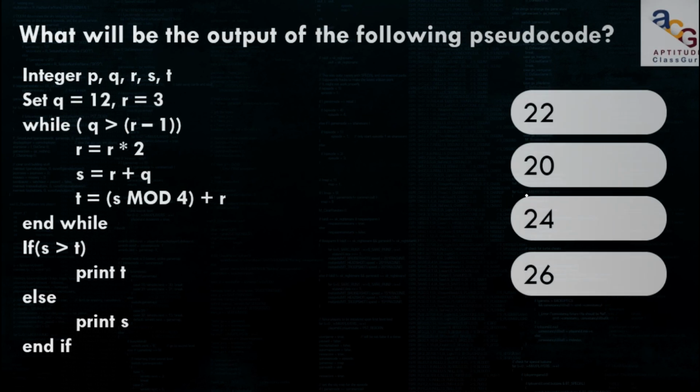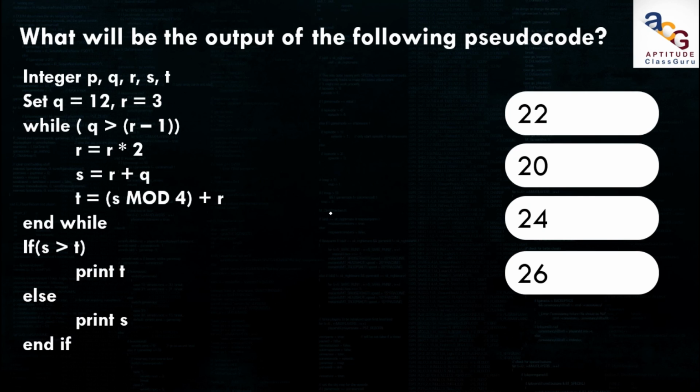Look at the next problem. What will be the output of the following pseudocode? Int p, q, r, s, t. Okay. q value is 12, r value is 3. While q greater than r minus 1, whenever this condition fails, the loop terminates; until then these 3 instructions will be executed repeatedly. 12 is greater than 2. Why? Because q value is 12, r minus 1 value is 2.